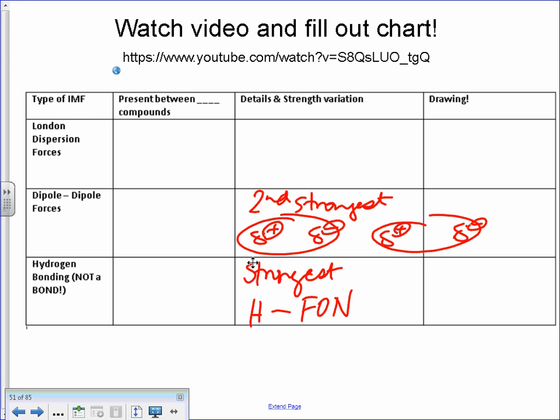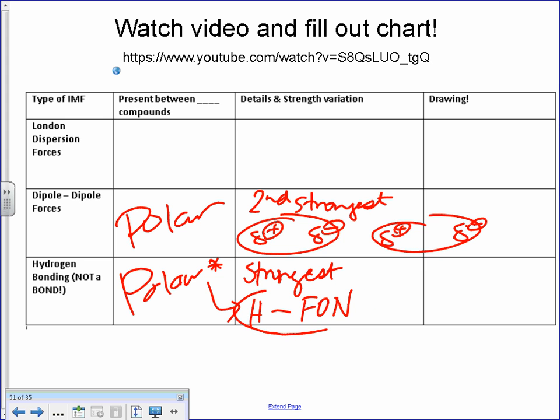So basically you're telling me these molecules are polar or non-polar? Polar, right? So this one's polar molecules. This one's polar molecules as well, but a special case because it has to have this included in the molecule, H bonded to F, O, or N. These are present between what kind of molecules? Non-polar. Non-polar molecules. And this one's definitely the weakest.